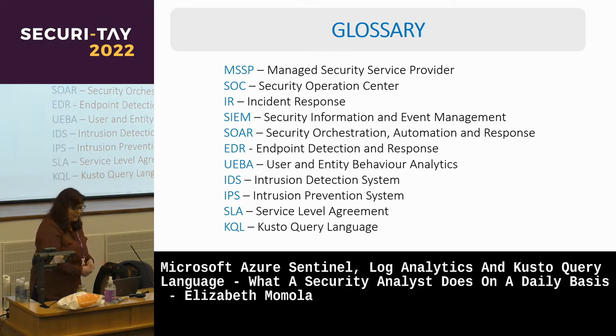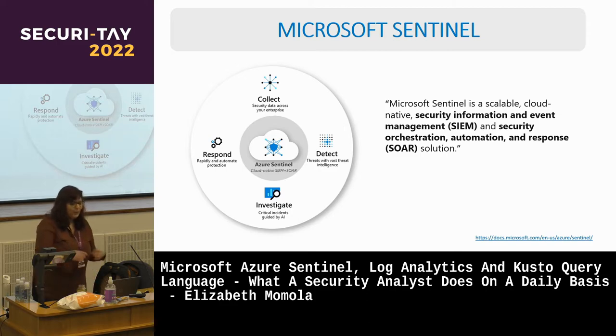But as the name already gives it away, it is a query language. So what is Microsoft Sentinel? This is a description from Microsoft Docs. It is a scalable cloud-native security information and event management and security orchestration, automation, and response solution. So there's two of the glossary bits that we covered just before. And what Sentinel really does is it allows you to collect data from different sources. So collect logs from either your on-premises environment or your cloud environment. It doesn't have to be Microsoft Cloud. It can be Google. It can be AWS. And store it in one central place so you can investigate it and you can detect based on the logs that you have at hand.